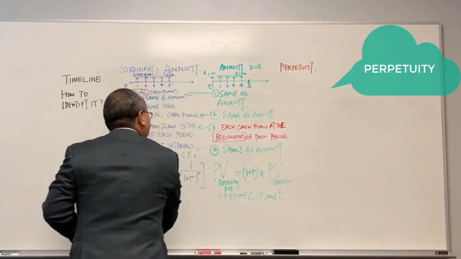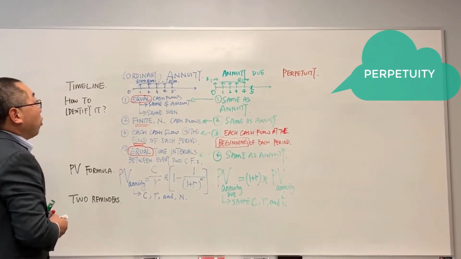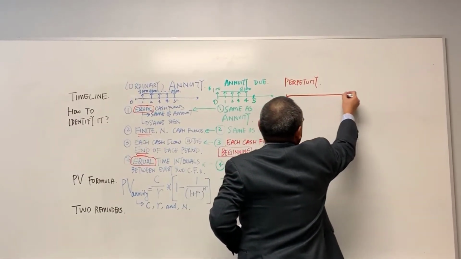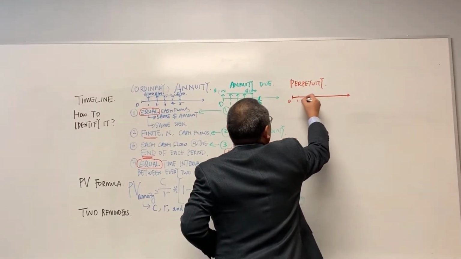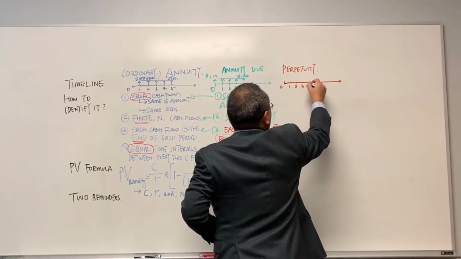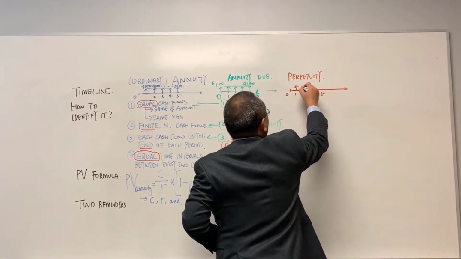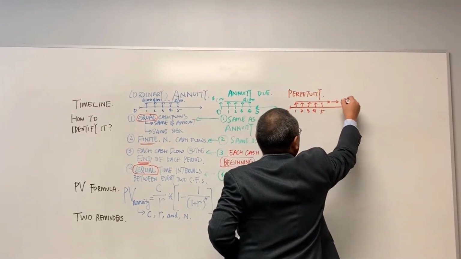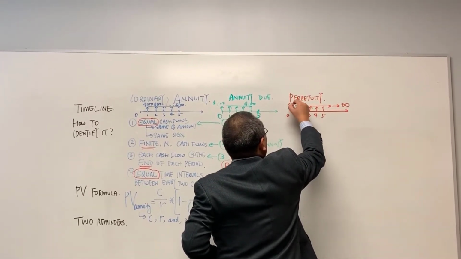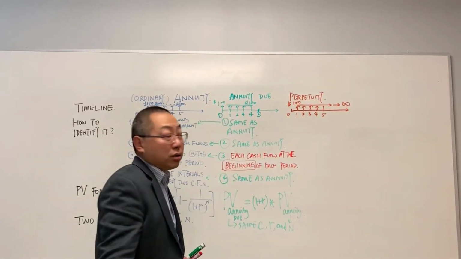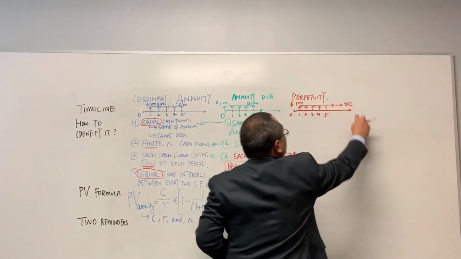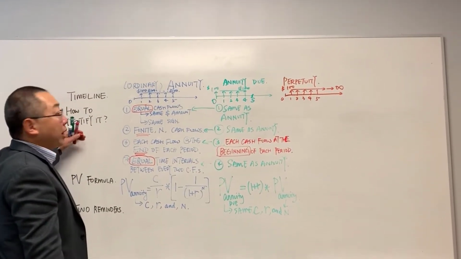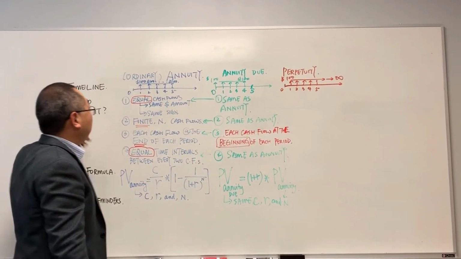Perpetuity. I'm going to use a brown pen. It is not unequal cash flows. It's infinite equal cash flows occurring at the end of each period, until forever. So on the timeline, I need to have this sign for infinity. It's forever. Okay, then how to make the judgment? How to identify a perpetuity?